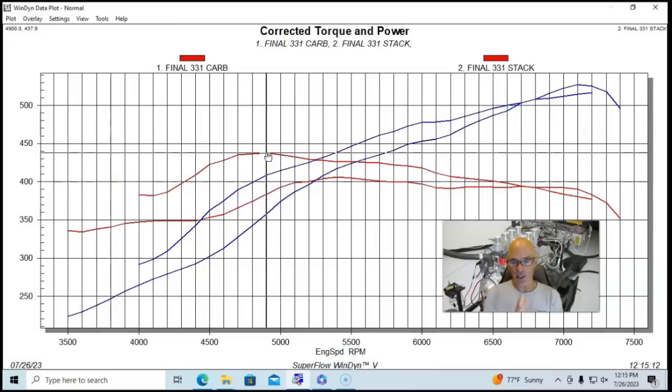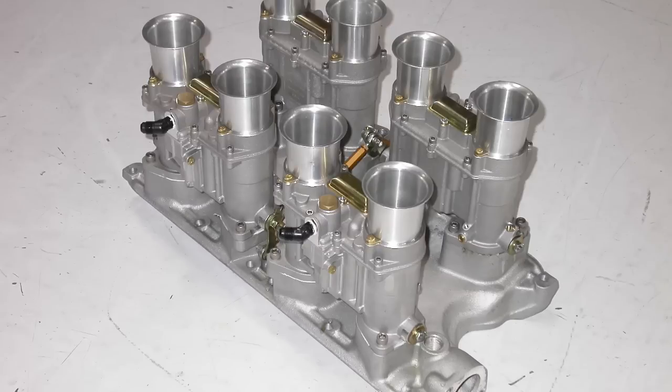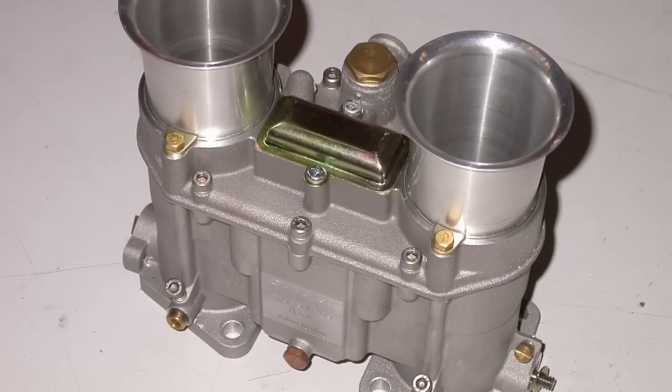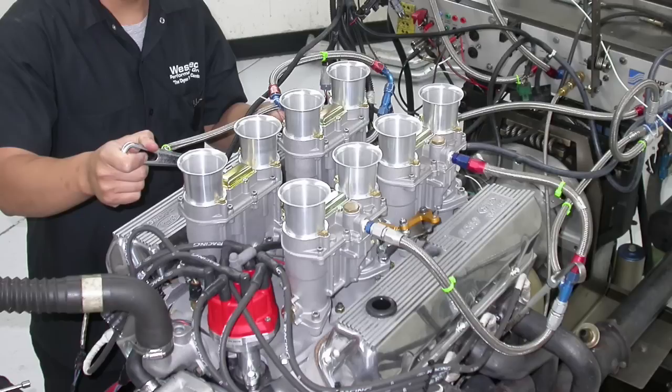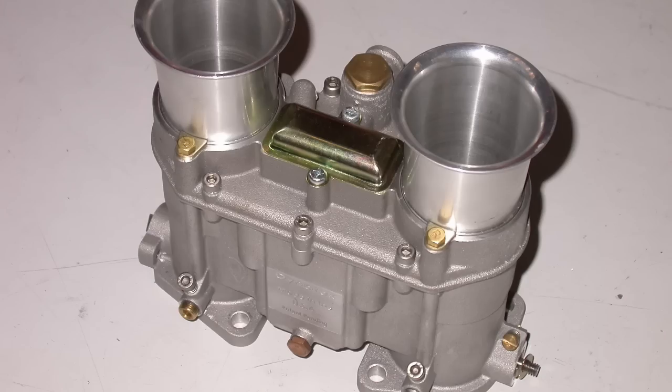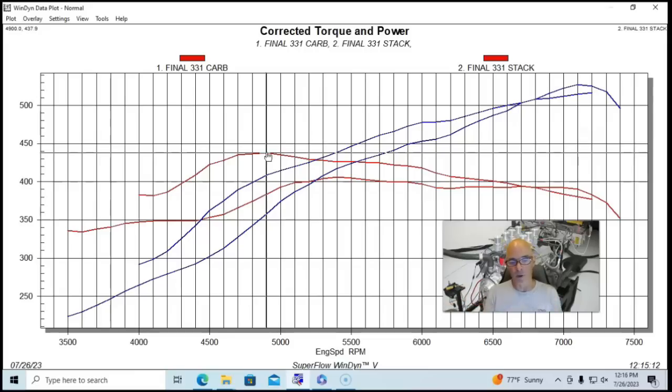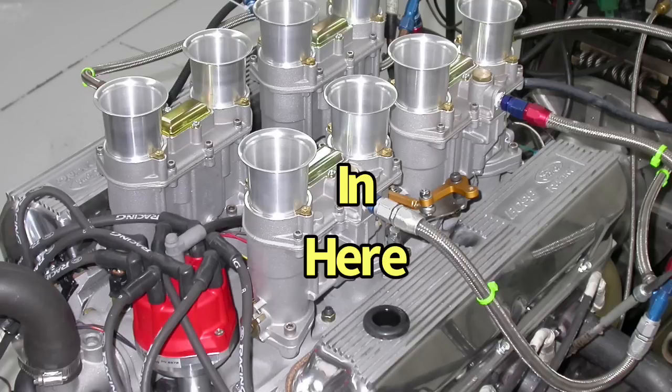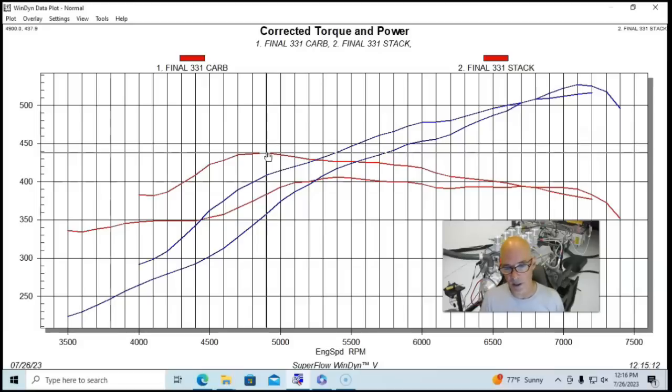Now let's talk about the stack injection a little bit. This one was called the Classic Fuel Injection, which is, I think, no longer available or has long since been sold. This was run way back. It was fuel injection designed to look like Weber carburetors. And it did. It looked a lot like Weber carburetors. It had the injectors housed inside the body of what otherwise would be the carburetor. And so everything was kind of hidden, which was kind of nice.